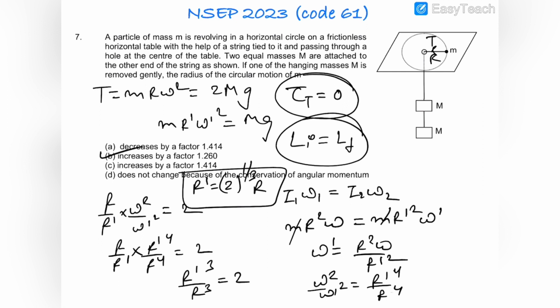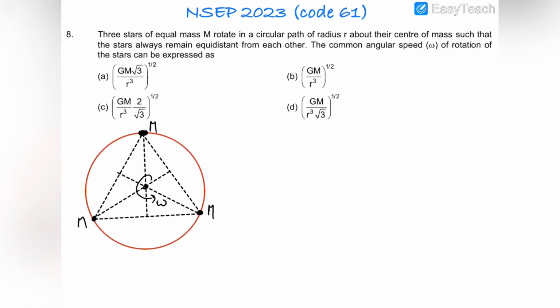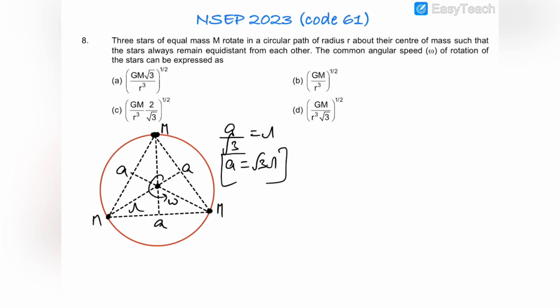Now we move on to the next problem. In this question, you can see that there are 3 stars of equal mass m, and they are rotating in a circle about their common center of mass in such a way that they are equidistant from each other, which means that they are making a triangle if we join them with straight lines. Then the radius is given as r, and let us suppose the side of the triangle is a. So a by root 3 is equal to r, and a is equal to root 3 r by the properties of a triangle.